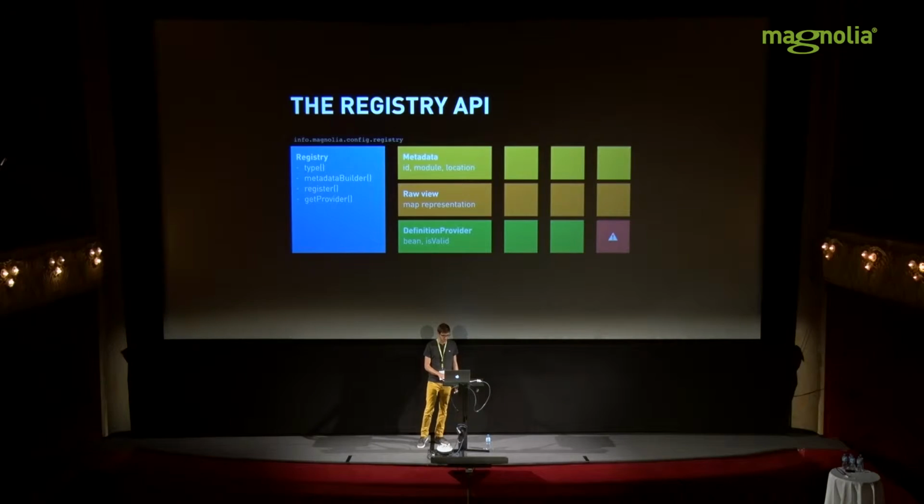What is interesting there is that we're gradually increasing knowledge when we load items into the system. First we create metadata out of, let's say, a location that is matching a specific pattern. So we can know what the typical module name is or what the relative path within that module is. Then out of this, we load the actual source into what we call the raw view. It's merely a map representation of the content. And then this goes into bean resolution and eventually gets resolved or not.